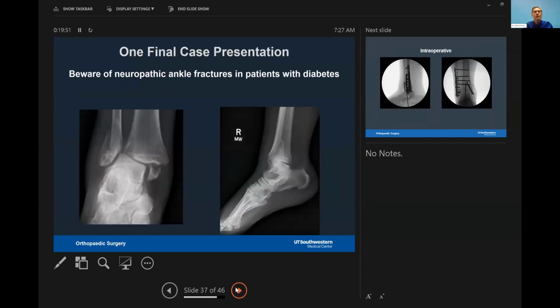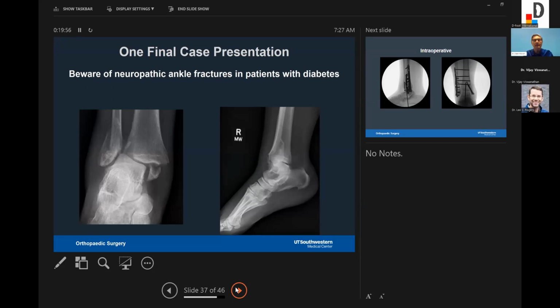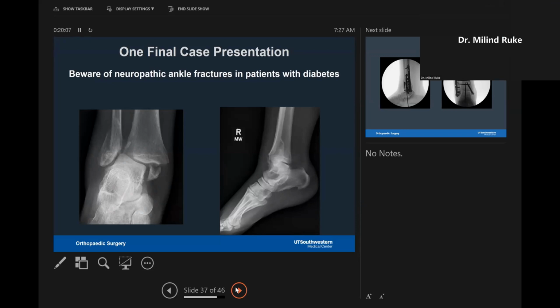So I want to present one final case as a part of this, and it's really to beware of neuropathic ankle fractures in patients with diabetes. Those of us that are ankle surgeons, we see this type of fracture every day in our practice. But when you see it in a patient with diabetes, you have to be very concerned about this.